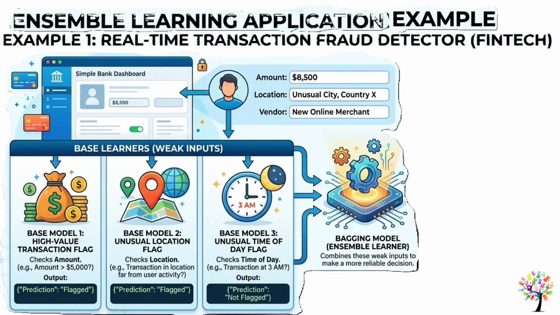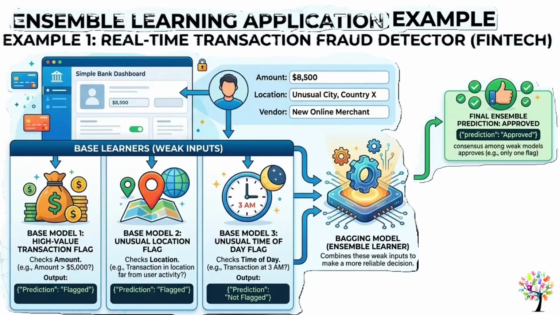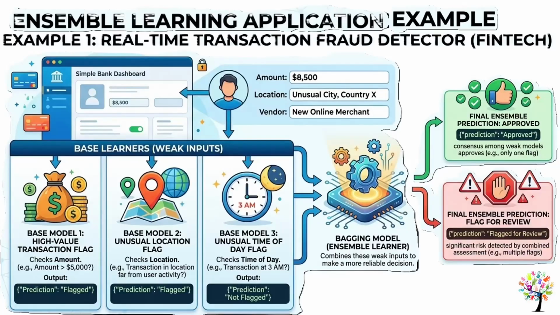So what are typical examples of ensemble learning? Real-time transaction fraud detection. Think of a simple bank dashboard, web mobile app, and the user enters details for a new transaction. Example, the amount, the location, the vendor, and so on. So you have several simple models. A model that flags high-value transactions, a model that flags unusual locations, and a model that flags, for example, time of the day when the transaction was made. The ensemble prediction, for example, the bagging model combines these weak inputs to make a much more reliable prediction. Prediction approved for the transaction or prediction flagged for review. This is more accurate than any single rule.